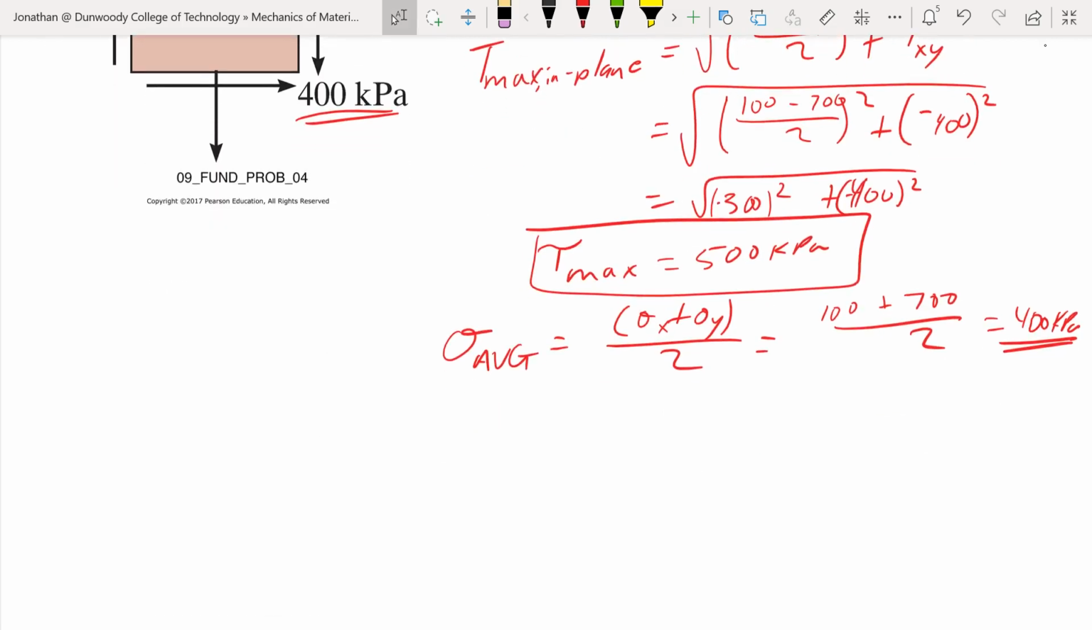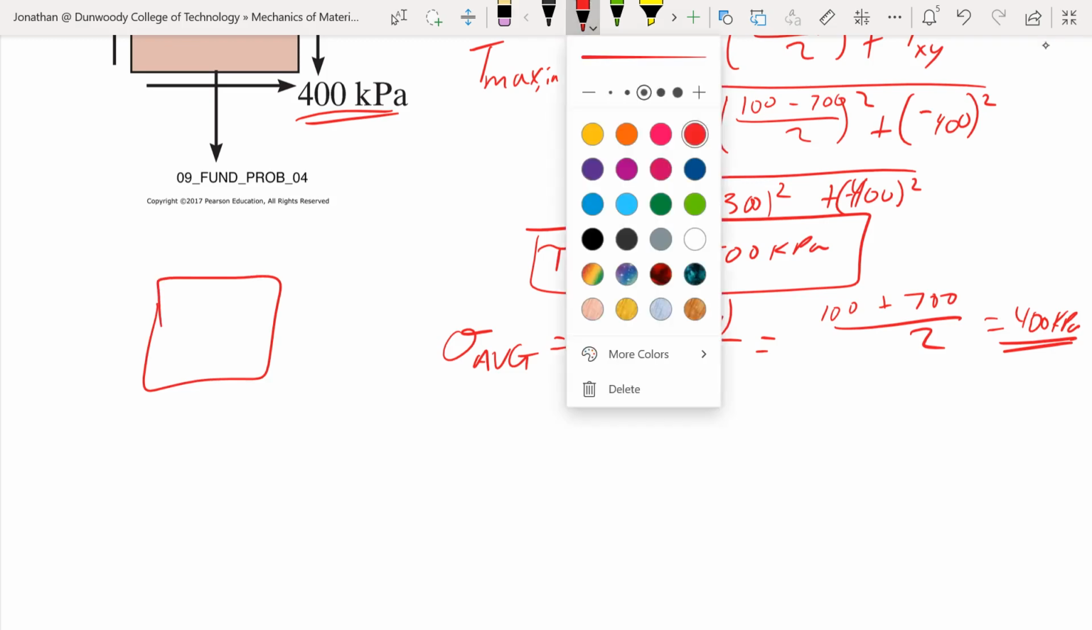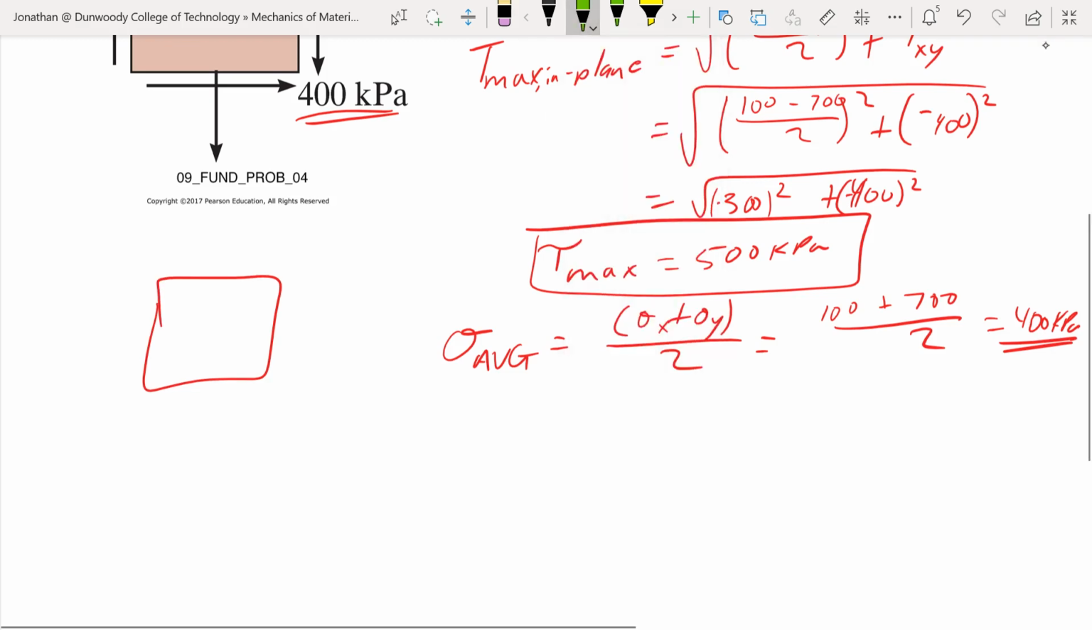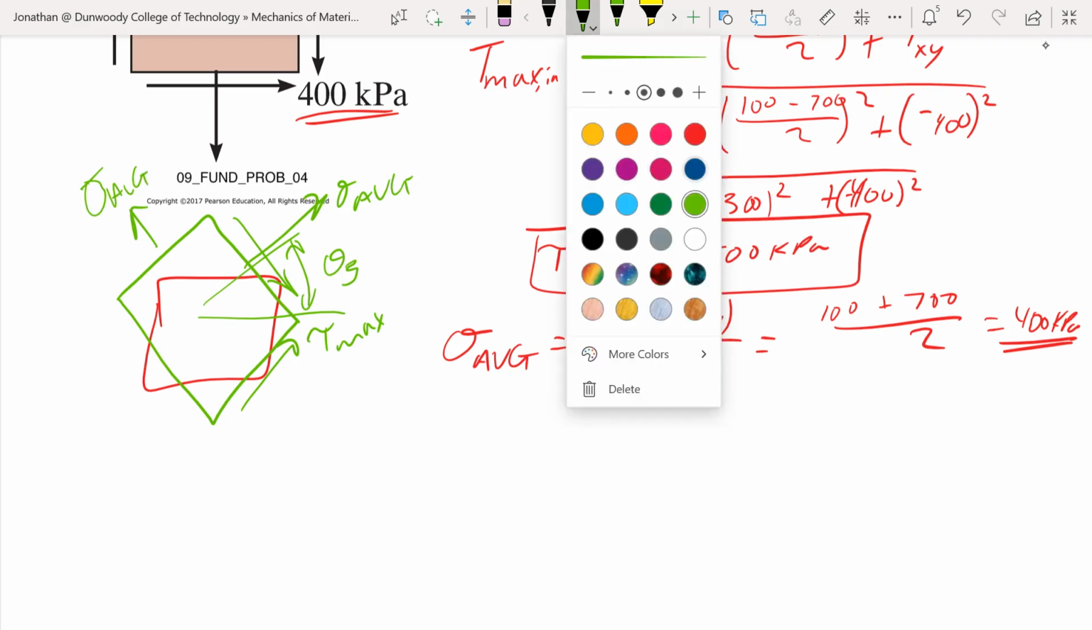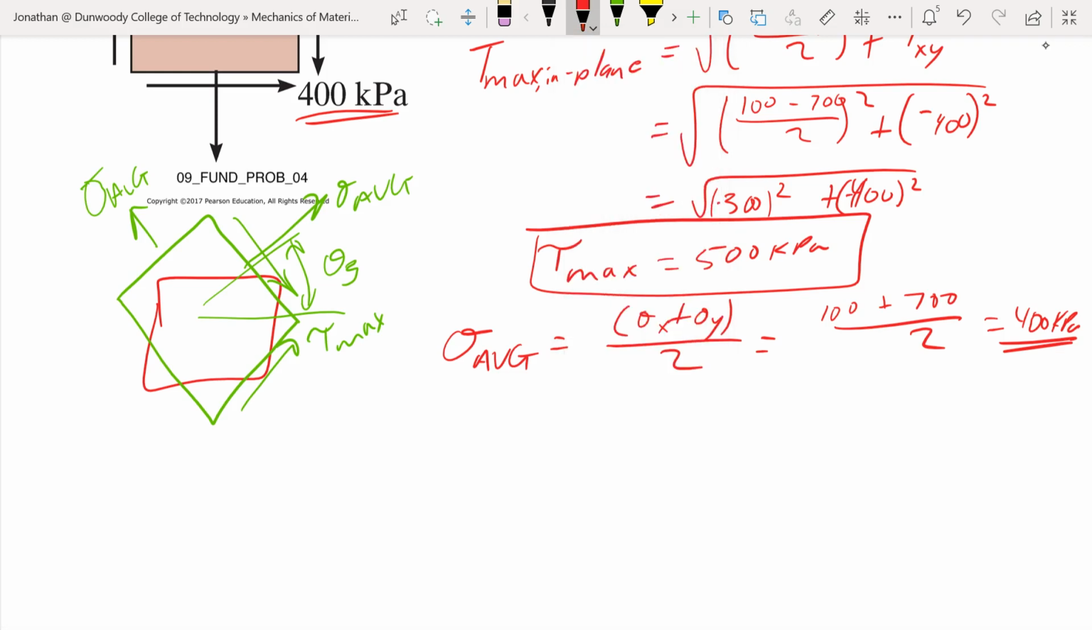And we weren't asked to do it, but we may want to know what the orientation is for that element. So if we had our original element, now we're going to have some rotated element, theta s away from our original element, where we'll have our max in-plane tau max. I drew it negative here, and then we'll have sigma average in these other directions. So what is that arrangement going to be? We may want to find that.